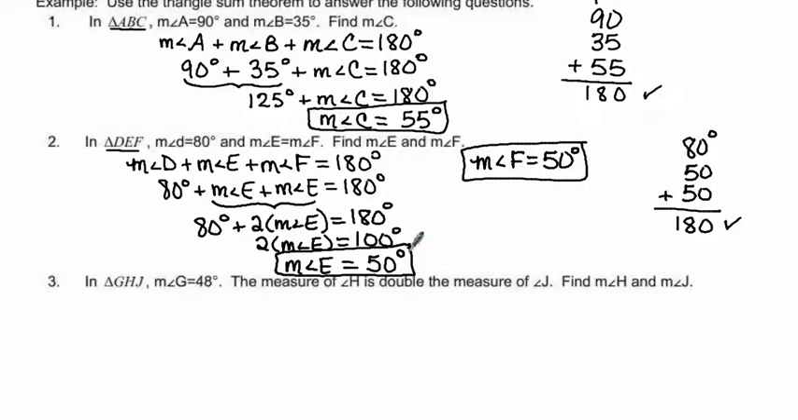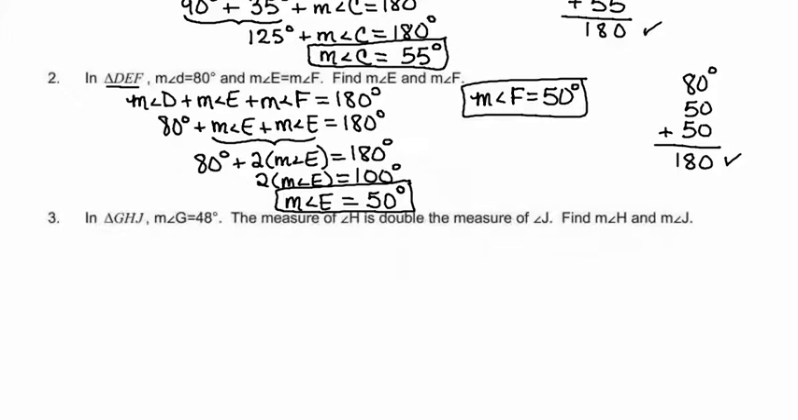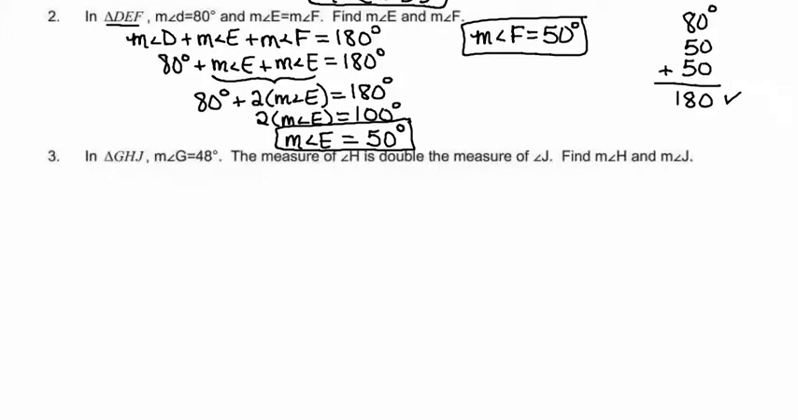All right, last one of this type, number 3. In triangle GHJ, that's kind of a mouthful, the measure of angle G is 48 degrees, and the measure of angle H is double the measure of angle J. Find the measure of angles H and J. Okay, so with our triangle GHJ, the measure of angle G plus the measure of angle H plus the measure of angle J equals 180 degrees.